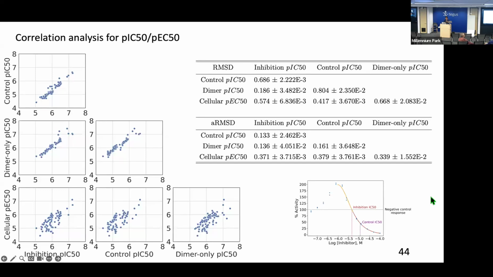We also looked at, oh yeah, this is the root mean square deviation between the metrics. And that's also improved with the dimer-only pIC50. The ARMSD is if there's a correction so that the averages are the same.